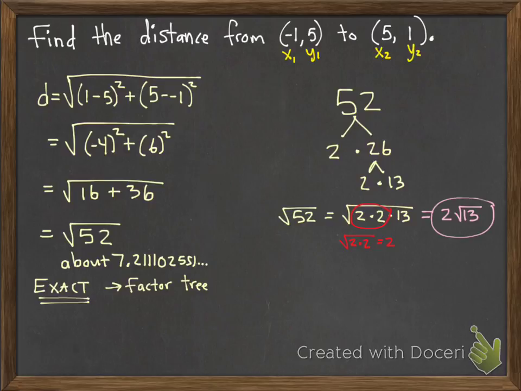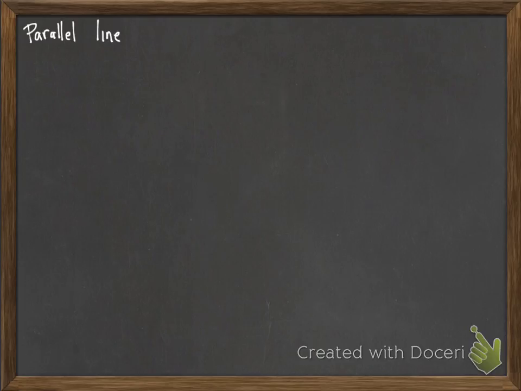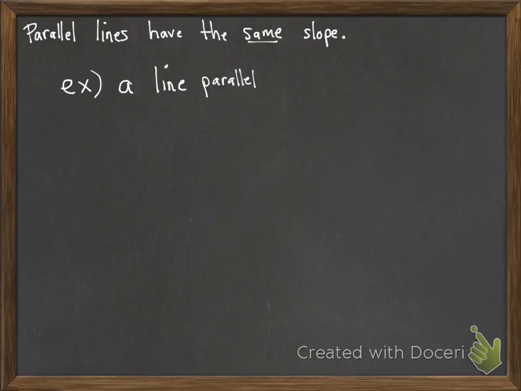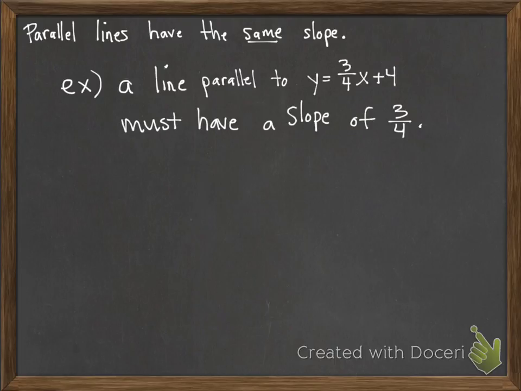There's just one more thing we're going to look at. As we talk about distance and we talk about slope, you'll be asked about parallel and perpendicular lines. Parallel lines are simply two lines that have the same slope. So if we looked at the equation y equals 3/4 x plus 4, a line parallel to that equation would have to have the same slope, which would be 3/4. Remember, the slope is always the number in front of the x in slope-intercept form.